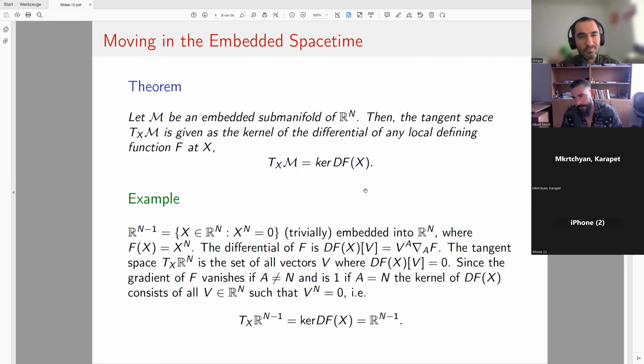Now, moving in the embedding spacetime, as I told you, you cannot just, if you're in Rn in Euclidean space, take a point and then take a vector and then you know how to translate. It's just the point plus the vector, right? Nothing spectacular happens there, and you always stay in Rn. So if you take a point or a vector and add a vector, this is still a vector in Rn.